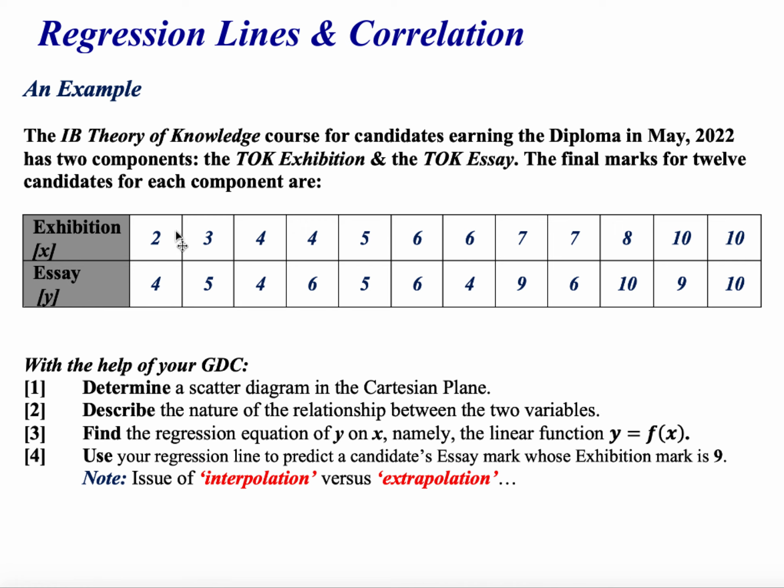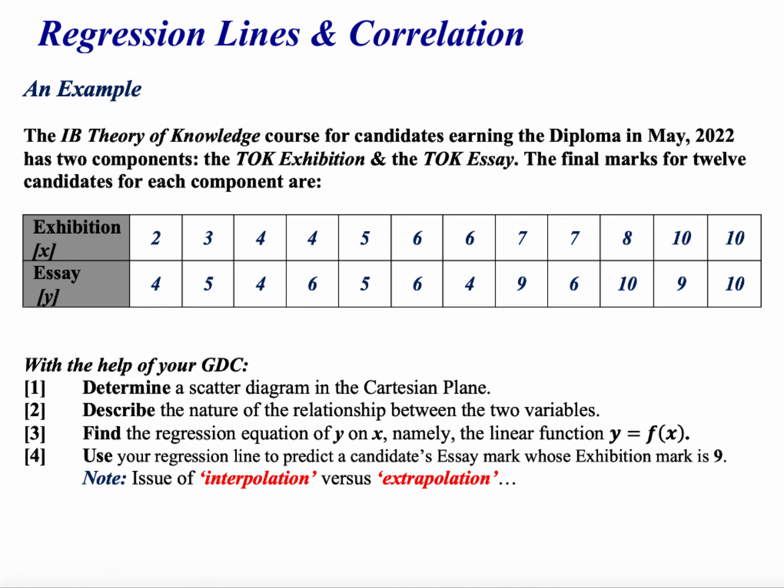So here's a candidate who received a 2 in his or her exhibition and a 4 in the essay, and you get the idea. So let's just jump straight into technology because that's what you will always be doing with IB regarding regression. Let's determine the so-called scatter plot, scatter diagram. We have to use just some basic language to describe the nature of the relationship between the two variables. We will then find classically a regression line, so-called y on x, which is basically saying y is a function of x. And then we'll use that regression line to do some prediction, and we'll make some remarks about interpolation and extrapolation.